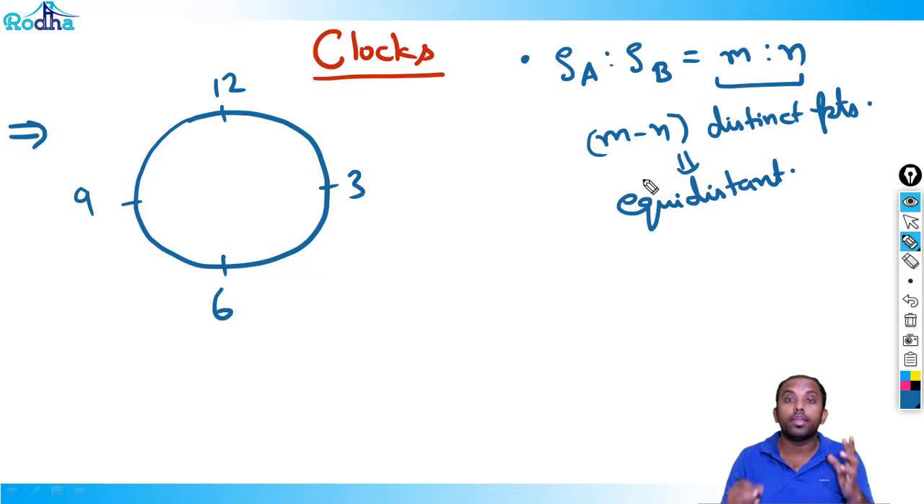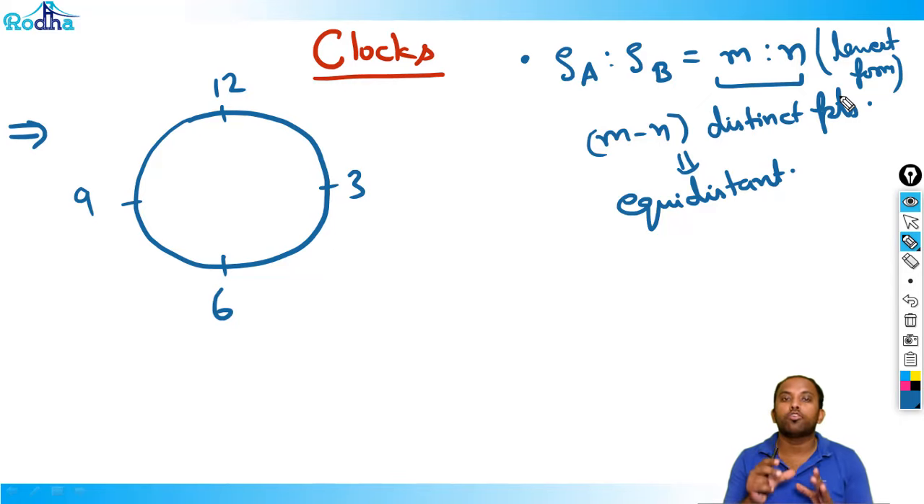So whenever two people are running in the same direction with a speed ratio of m/n, where m/n is in lowest form, after cancelling, then they'll meet at m-n distinct points on the track, circular track, and those points will be equidistant. So same way in a clock, what happens? We have two people running also here, the hour hand and the minute hand.